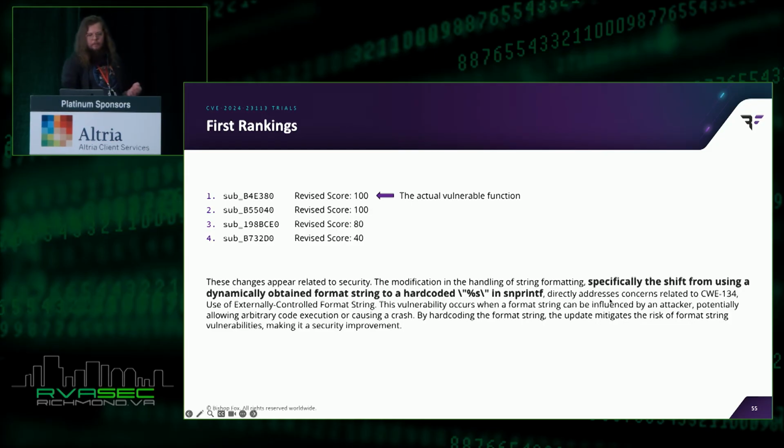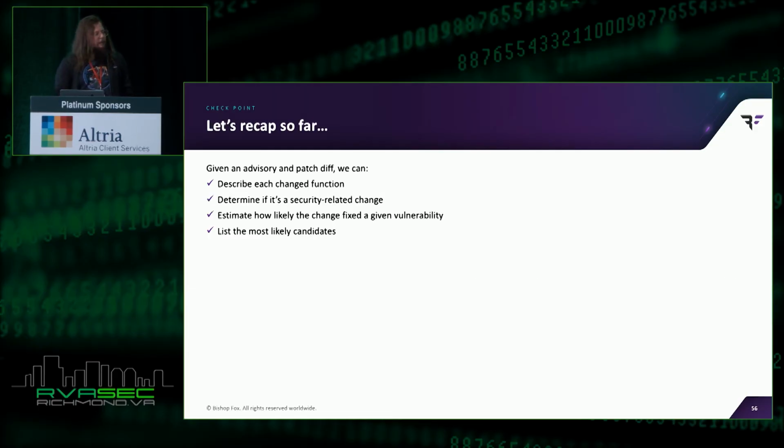The justification that it gives me for why it put this function first is that there was a newly added hard-coded %s, which does mitigate normally sprintf bugs. So new class of vulnerability, different diffs, different binaries, it's starting to work. And I was really surprised. And this is where I'll pass to Caleb.